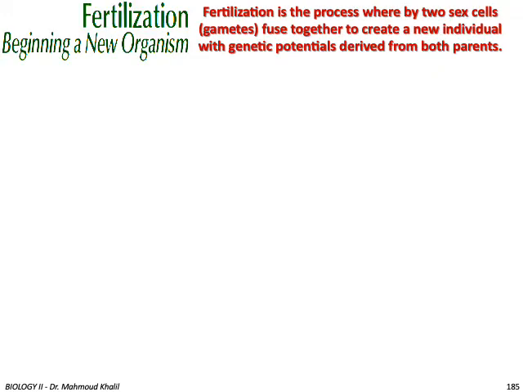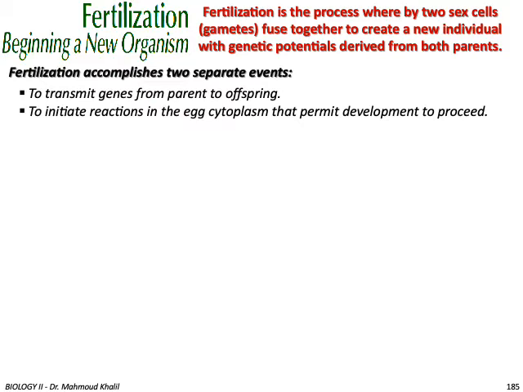So fertilization. Now we have sperm and ova. Fertilization is the process whereby two sex cells, gametes, fuse together to create a new individual with genetic potential derived from both parents. Fertilization accomplishes two separate events: to transmit genes from parents to offspring and to initiate reactions in the egg cytoplasm that permit the development to proceed.